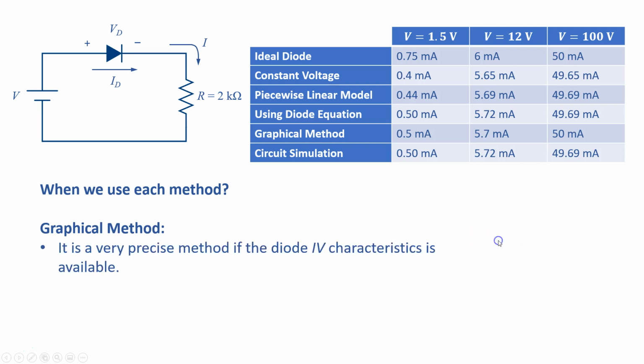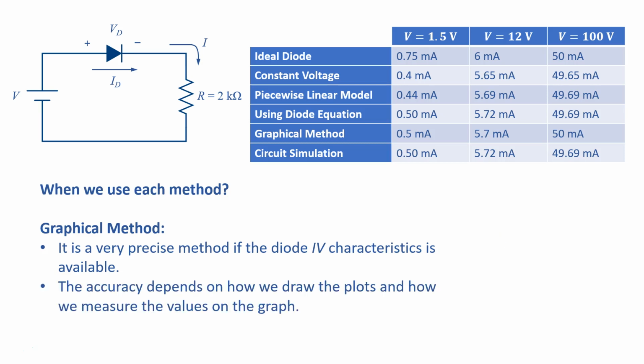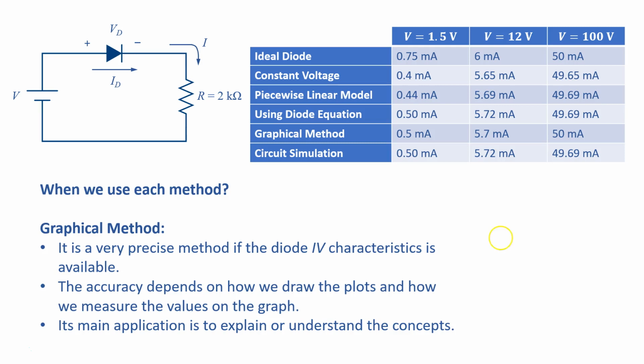The graphical method, it's a very precise method if we have the diode IV characteristics. The accuracy of the method depends on how we draw the plots and how we measure the values on the graph. Its main application is to explain the ideas or understand the concepts.